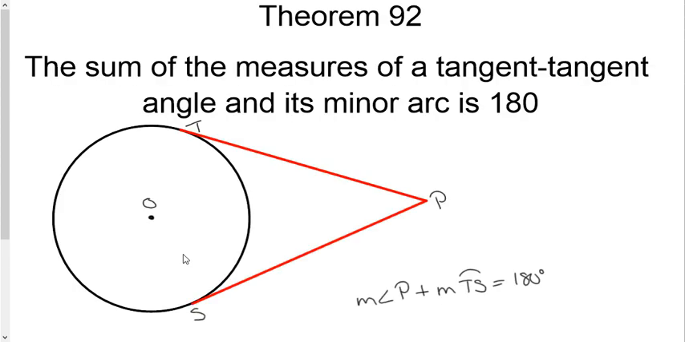For our next theorem, we are told that the sum of the measures of a tangent angle and its minor arc is 180 degrees. So what that means in terms of this picture is that this angle right here, angle P, because PT and PS are tangent, is my tangent angle, and its minor arc is this arc. So minor arc, remember, is the smaller arc. It's less than 180 degrees. So there's my minor arc. It's also the intercepted arc of my tangent angle. So whatever angle P is and whatever the measure of arc TS is, it will always add up to 180 degrees.